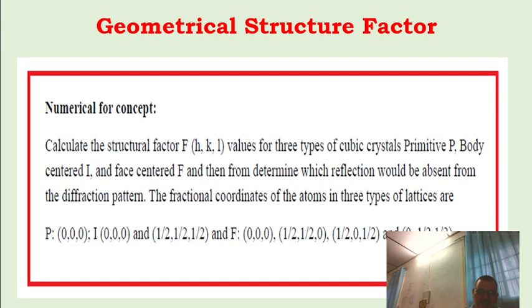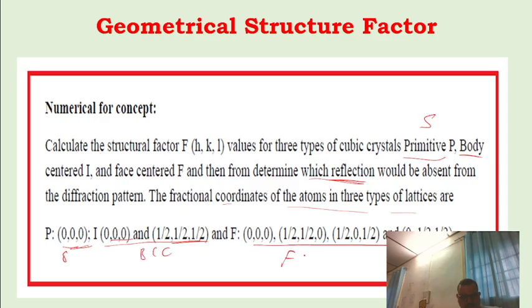I can also ask a question like this: calculate the structure factor for three types of cubic crystal: primitive, that is simple cubic, body centered, and face centered, and determine which reflections would be absent from the diffraction. The fractional coordinates of the atoms in the three types are given: this is for simple cubic, this is for BCC, and these are for FCC.